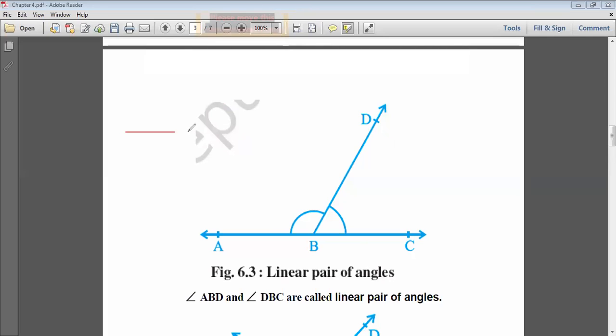Clear? Yes, sir. Okay, I will just show you an example. E, F, G, H. What are the linear pair of angles? Just raise your hand, those students who know the answer.